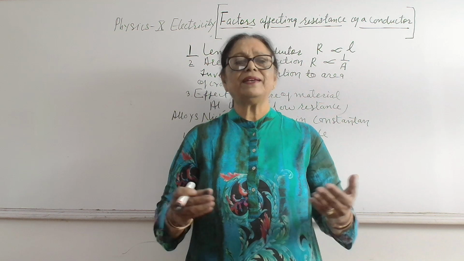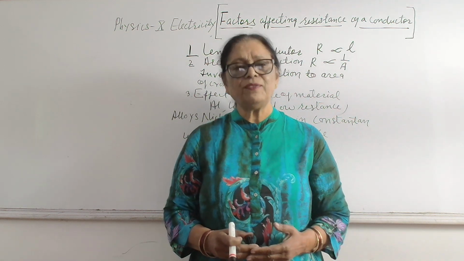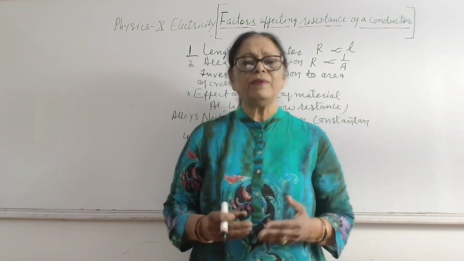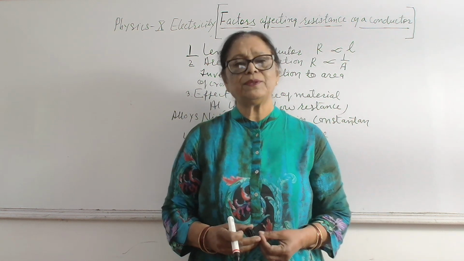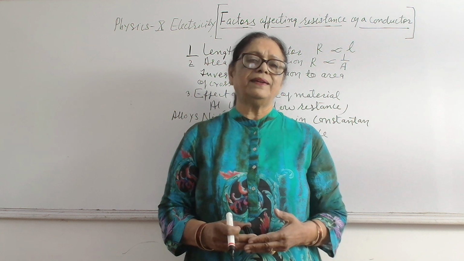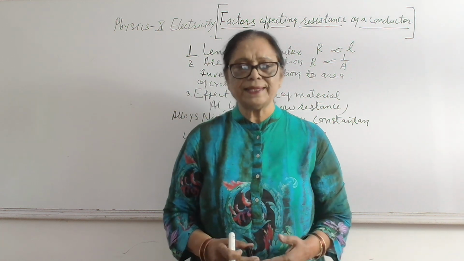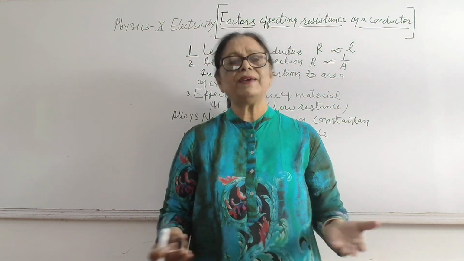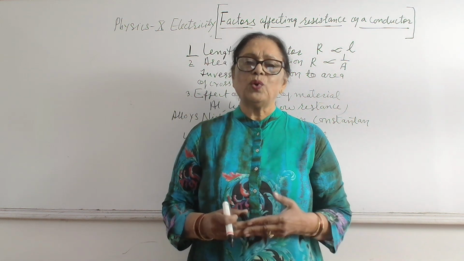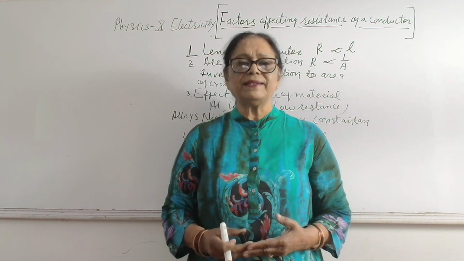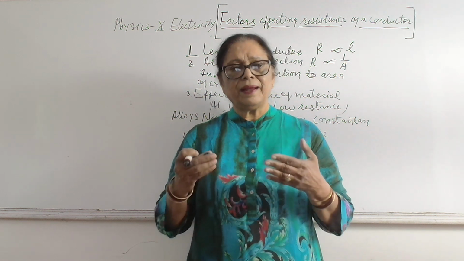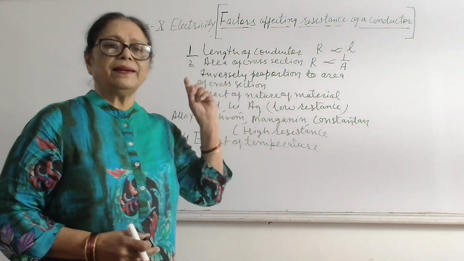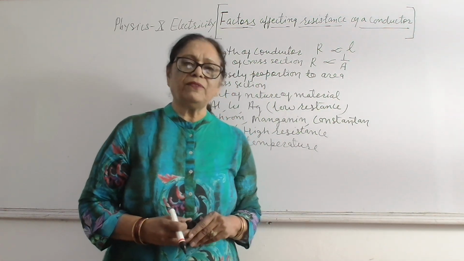It means that if the resistance of a conductor is high, then it will allow a very small amount of electricity to pass through it, and if the conductor has low resistance, then it will allow electricity to pass through it very easily. So the first factor affecting resistance of a conductor is the length of a conductor. Resistance depends upon the length of a conductor.